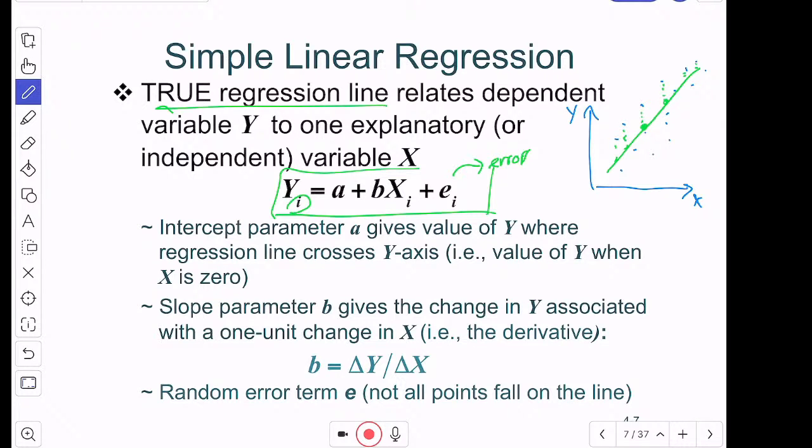So just to review, the intercept gives the value of y where the line crosses the y-axis. The slope tells you the marginal effect, the derivative. Okay? And the random error denotes that because not all points fall on the line, you need that adjustment, that little e. Sometimes e will be 0. Sometimes points will fall on the line, maybe. So you never really have to see that again, but that's in the background. That's what we're estimating. That's what our goal is.